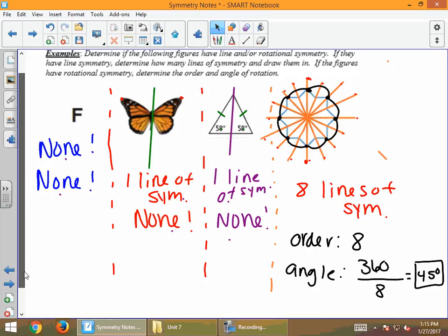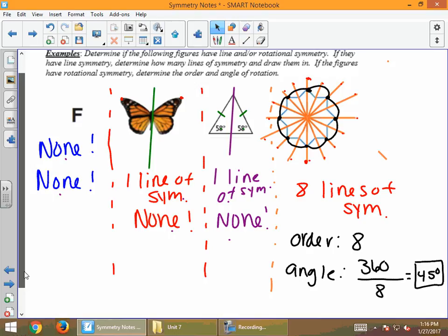This also means any multiple of 45 under 360 is also an angle of rotation, meaning you can rotate this 90 degrees, and that still counts as an angle of rotation. You can rotate it 135 degrees, and it still counts. You rotate it 180, that counts.